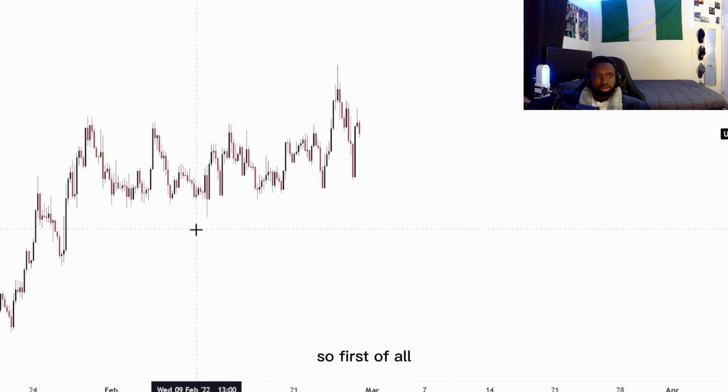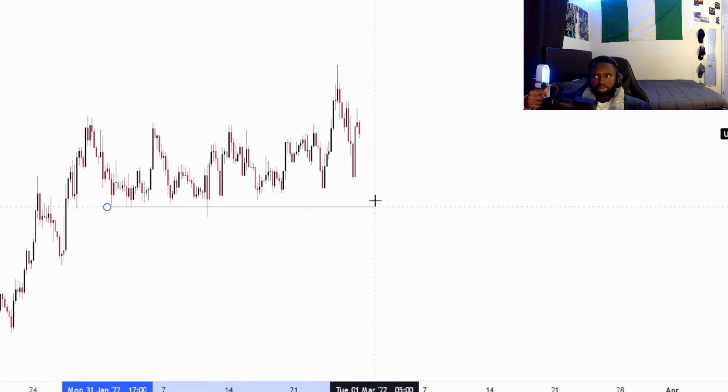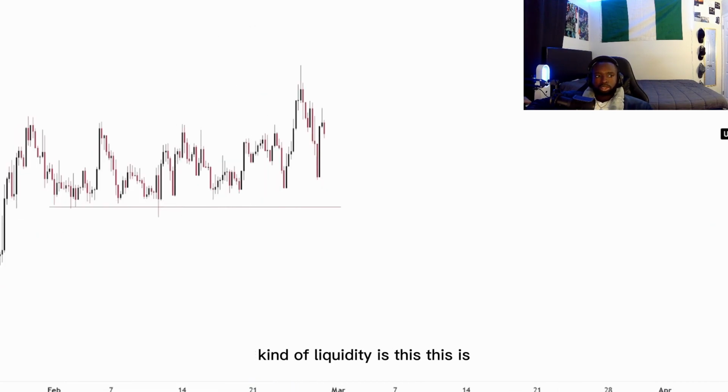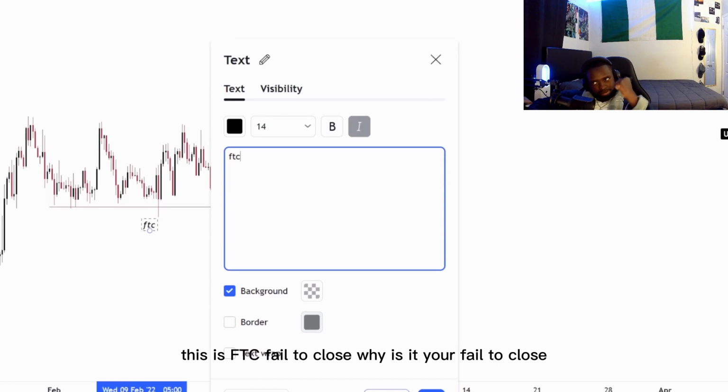So first of all, you want to locate the liquidity. In this case, here's your liquidity. What kind of liquidity is this? Wait, don't tell me. What kind of liquidity is this? I don't think it's trendline liquidity. Is it FTC? That's my guess. Yep. This is FTC. Failed to close.